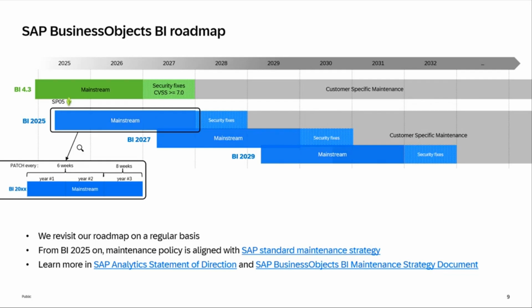So now with this roadmap, we have 7 years of visibility in terms of maintaining features. BI 2029 is the latest we have announced, but obviously we will continue to have other versions as long as customers need them. Okay, so here, all the dates are really to be understood as at least. So the BI 20XX code line will be maintained at least until 2032. And on a yearly basis, we revisit our roadmap.